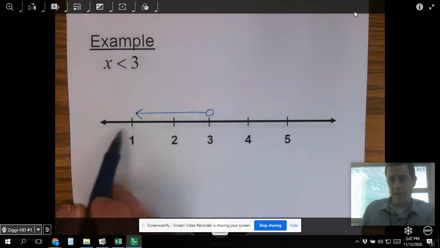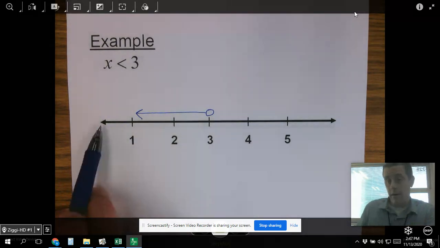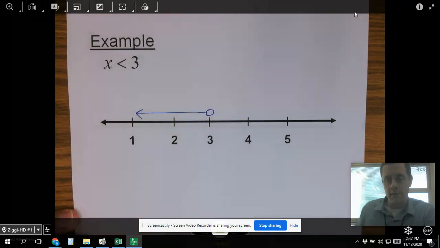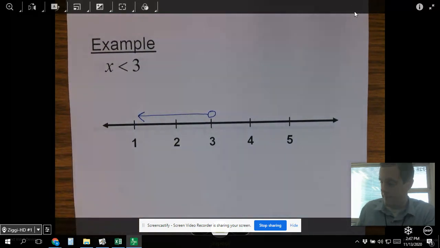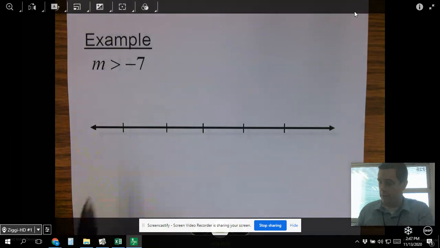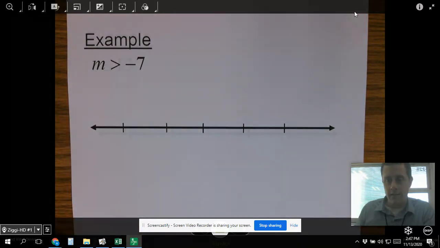And this arrow will extend forever and ever all the way to negative infinity. So all solutions or all values that are less than 3 would be covered by that graph. It's as simple as that. Let's try another example. Pause the video if you need to. Make yourself a number line with 5 tick marks. And we're going to graph the inequality m is greater than negative 7.